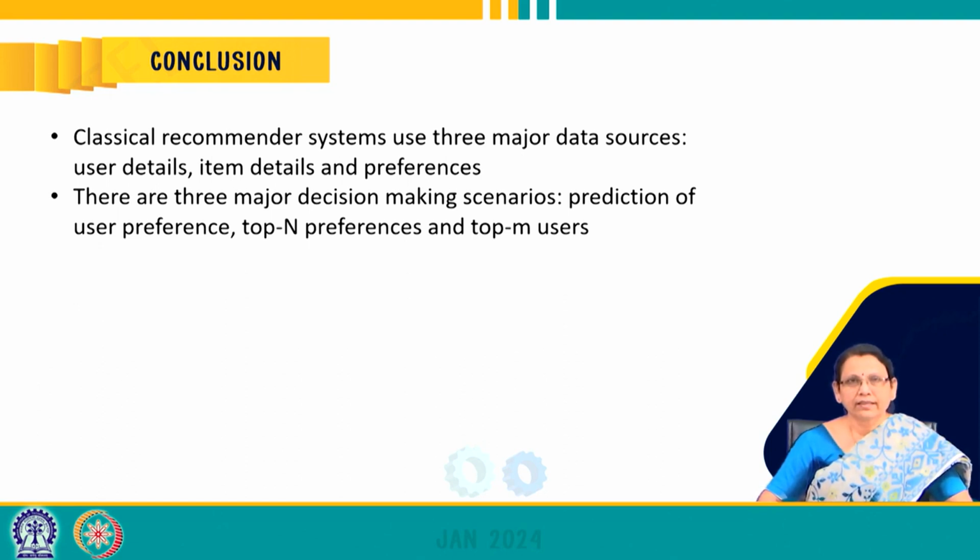Similarly, there are 3 major decision making processes here: prediction of user preference, top n preferences, and top m number of users. When I say top n preferences, it is the top preferences for the items. So, with this I end this lecture. Thank you everyone.